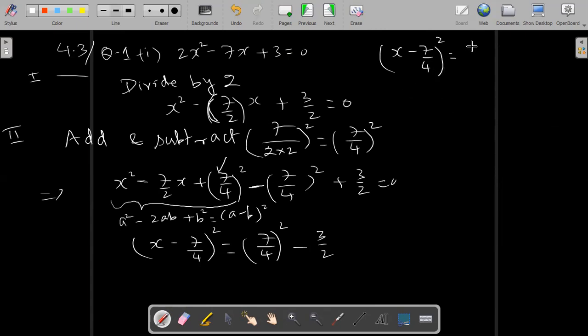The right hand side will be solved. 7 sevens are 49 and 4 fours are 16, minus 3 by 2. Go on solving the right hand side. (x minus 7 by 4) whole square. Here the LCM will be 16. So 2 eights are 16. So multiply by 8. 49 minus 8. Okay, so 49 minus 8 is 41.